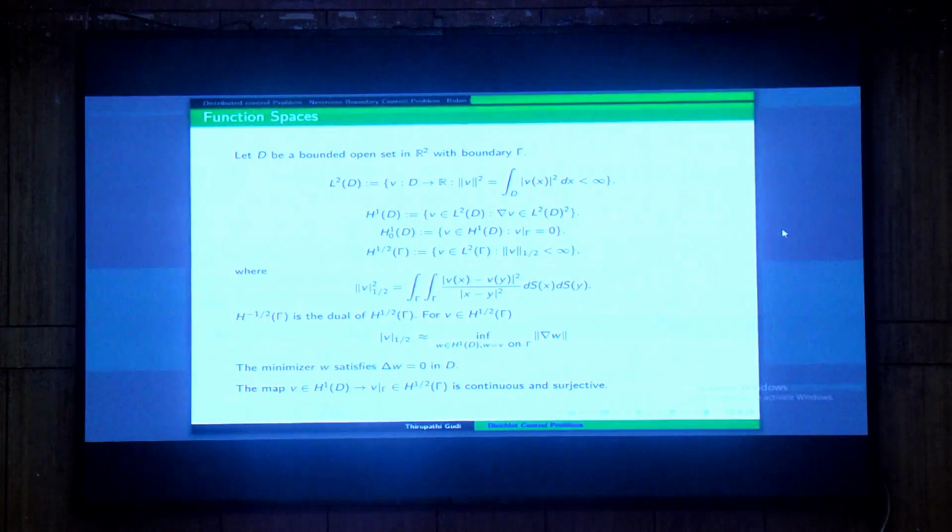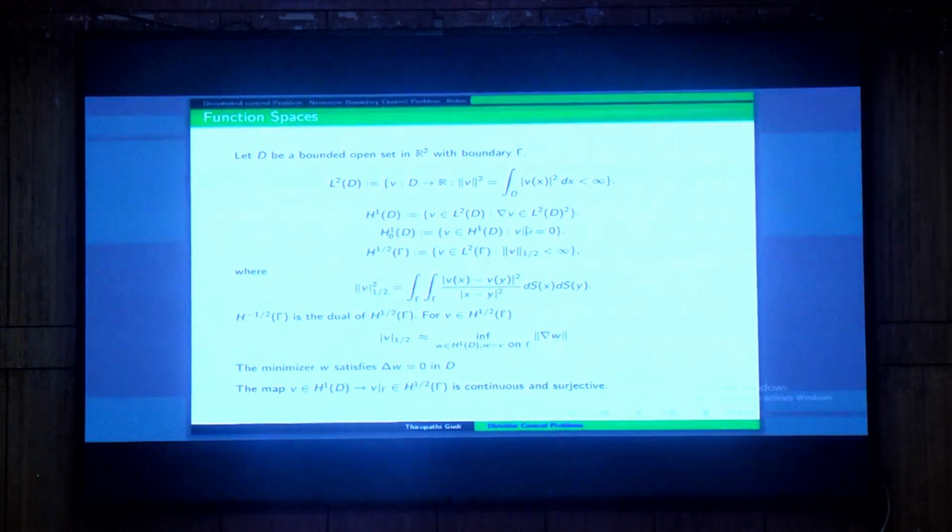So for that, there is an equivalent definition of this H one-half norm. You take all the H1 functions, meaning the L2 functions whose derivative is L2, and minimize this Dirichlet energy, the L2 norm of the derivative, with the given boundary condition W equal to V. So look at all such W's whose boundary value is V, and minimize this gradient. That is also an equivalent way of defining H one-half. Indeed, the minimizer satisfies Laplacian W equal to 0, it's a harmonic function.